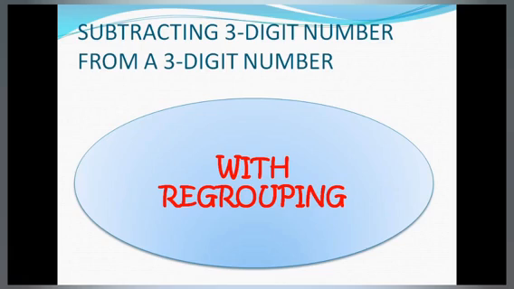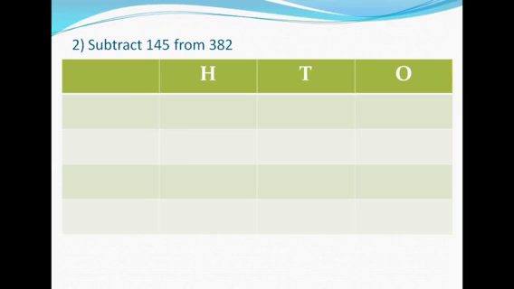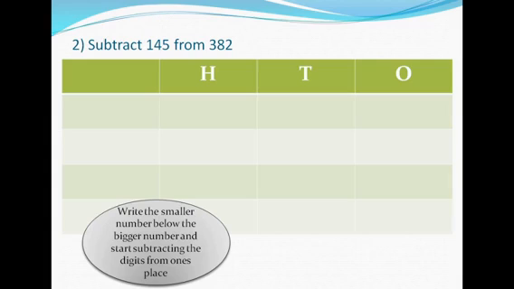Now let's see subtraction with regrouping. Subtract 145 from 382. To subtract these numbers, first we have to arrange them according to the place value starting from ones place. Write the smaller number below the bigger number and start subtracting the digits from ones place.